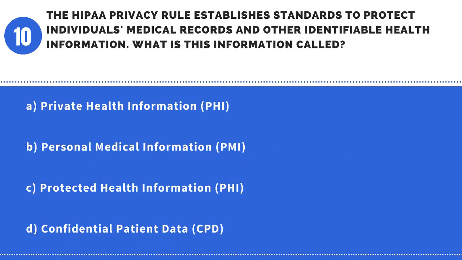Question 10. The HIPAA privacy rule establishes standards to protect individuals' medical records and other identifiable health information. What is this information called? A. Private health information, PHI. B. Personal medical information, PMI. C. Protected health information, PHI. D. Confidential patient data, CPD.